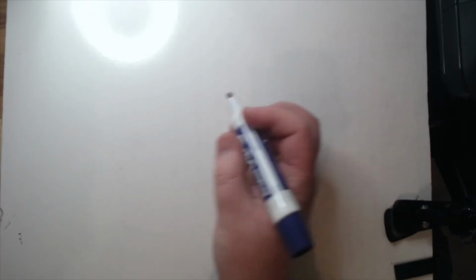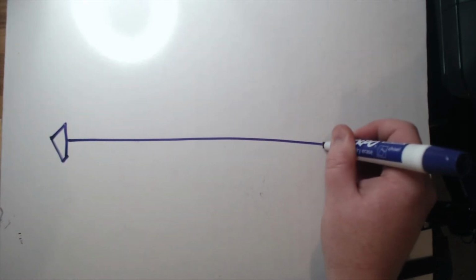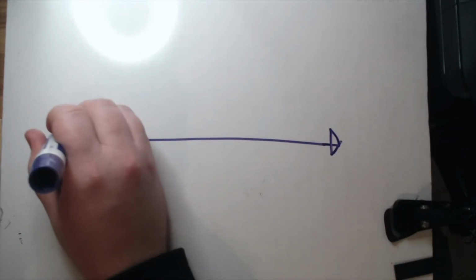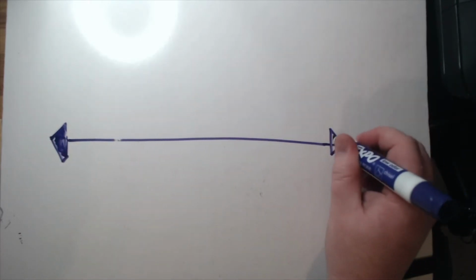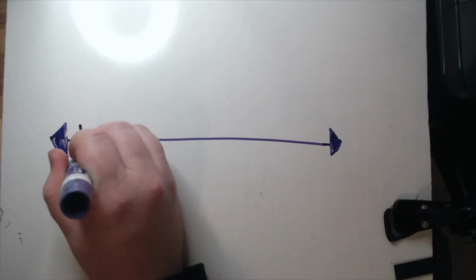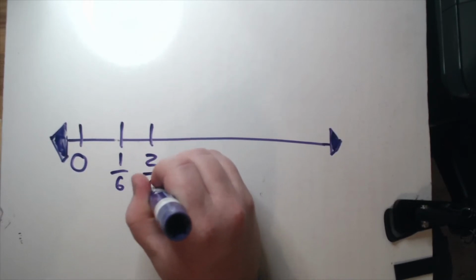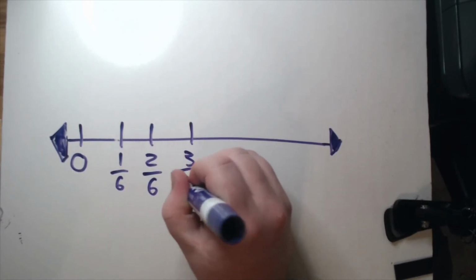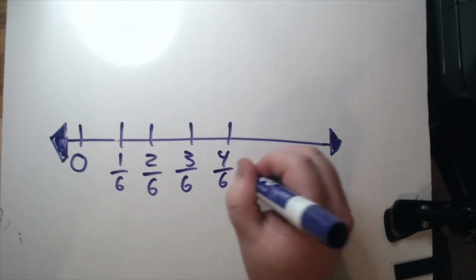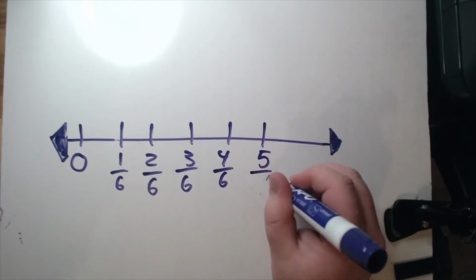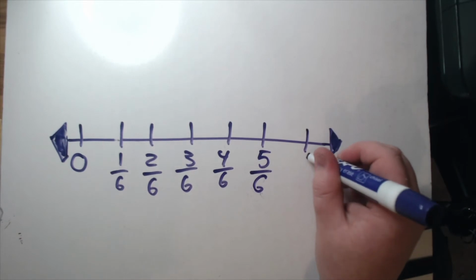Okay, well, let's go ahead and draw our number line first. So when we're talking about sixths, or really any fraction, and we make our number line, let's go ahead and do that right there. I'm going to color these in. We start at 0, and then we can do 1/6, 2/6, 3/6, 4/6, 5/6, and our final number will be 6/6.